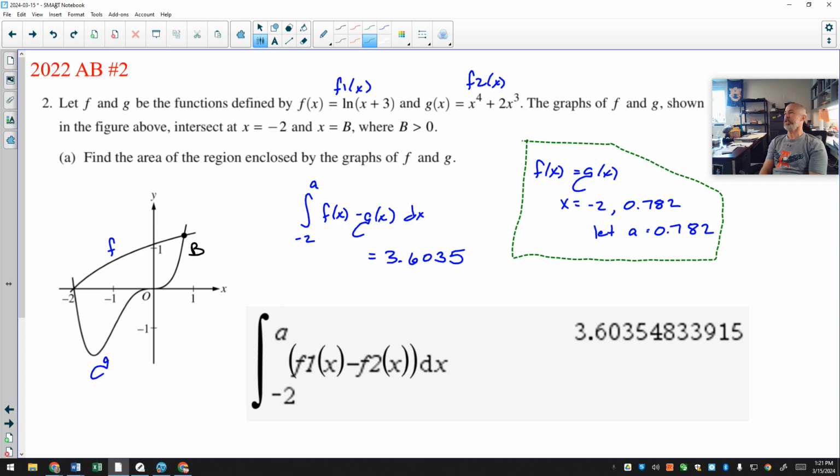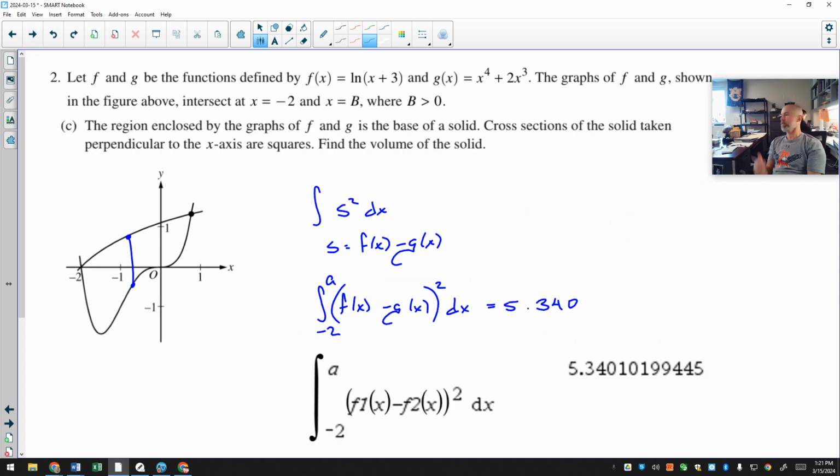Okay, I'm going to skip to C because that was the other part that was nice. C is your known cross-section question. Perpendicular to the x-axis makes it a dx. We're looking at squares, so side length squared. And your side length is top minus bottom. So just be very careful with your parentheses that you do square the entire difference, because it's very possible that you have a very good understanding and you're very confident in this problem, but then you just forget parentheses somewhere in your calculator and you don't notice it.